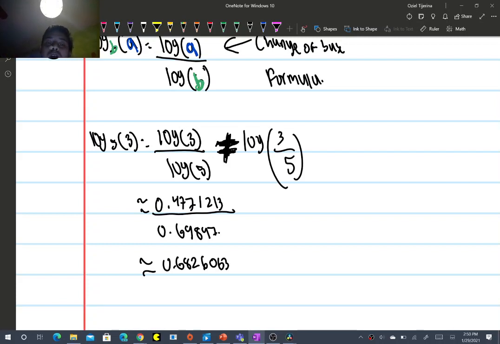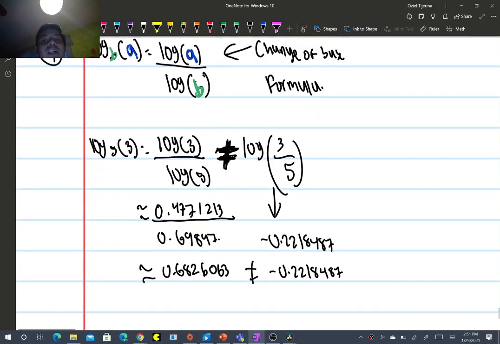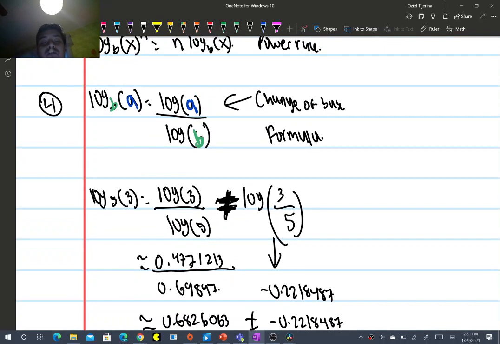0.6826063, okay? Now, if we do log of 3/5, that's another number. Log of 3/5 is a negative number, equal to negative 0.2218487. So as you can see, these are not the same number. That is why you shouldn't confuse these two, because these two are very different.